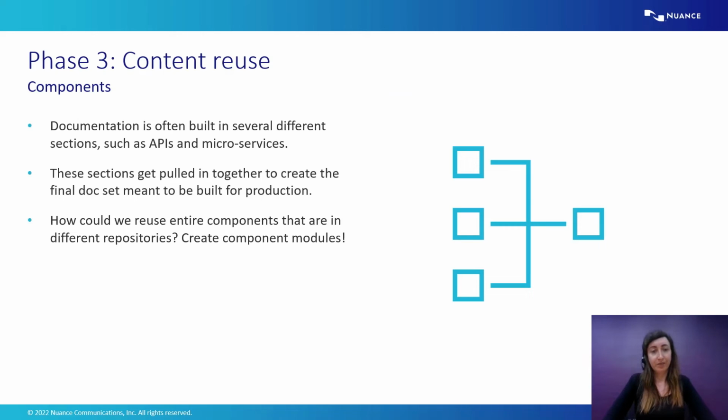Now, let's be real. Technical documentation can be extensive, and they are often built in different sections, such as APIs, microservices, and other things that get pulled in together to produce the final doc set. Some of the components from these different sections are used in multiple products, and we needed to find a way of being able to access and reuse these larger components. The solution? Make the documentation for that component into a module, and then we pull that into the umbrella project at the right spot in our project hierarchy.